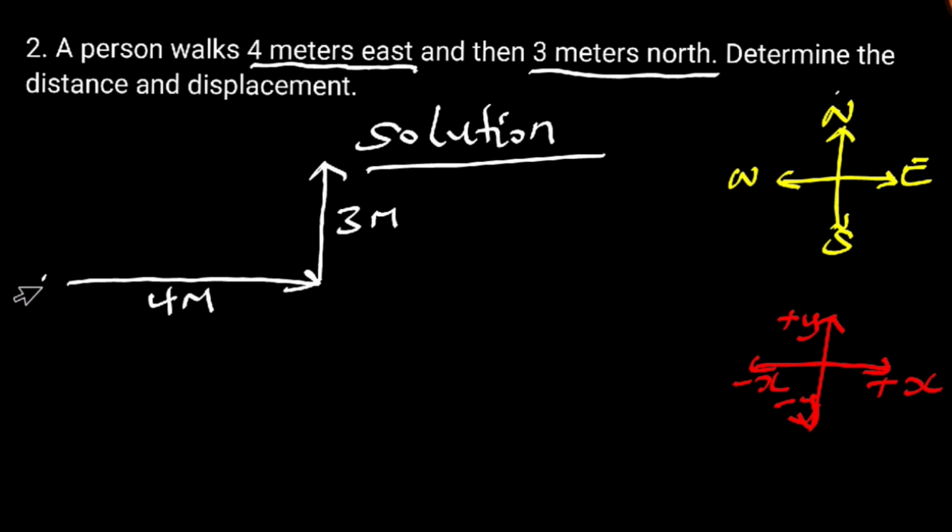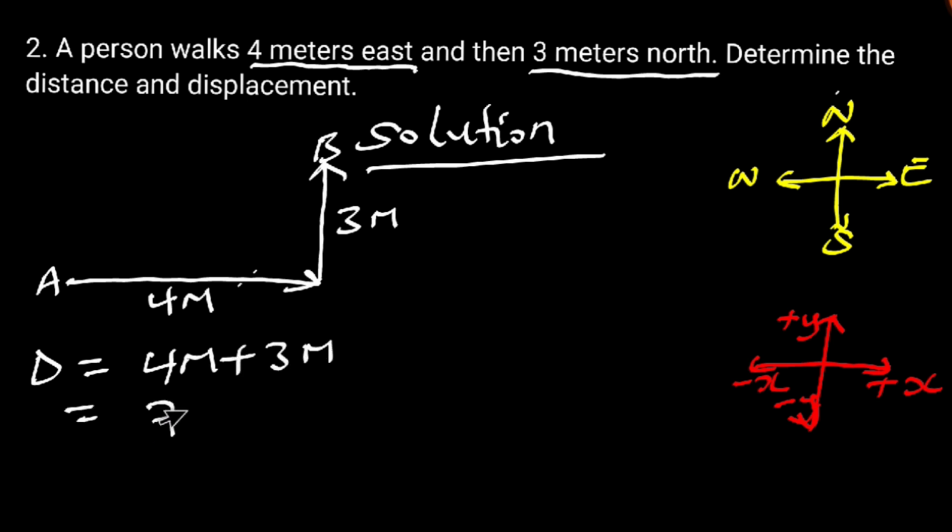So let's assume that this is point A and this is point B. Okay, so the distance is the total path taken while making the journey. So the distance here is equal to 4 plus 3, because that's the total distance. So distance is 4 meters plus 3 meters. So distance is equal to 7 meters. Alright, so let's find the displacement.